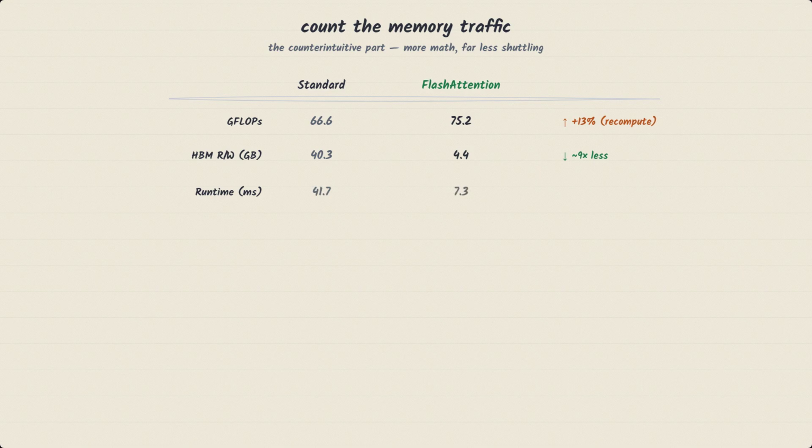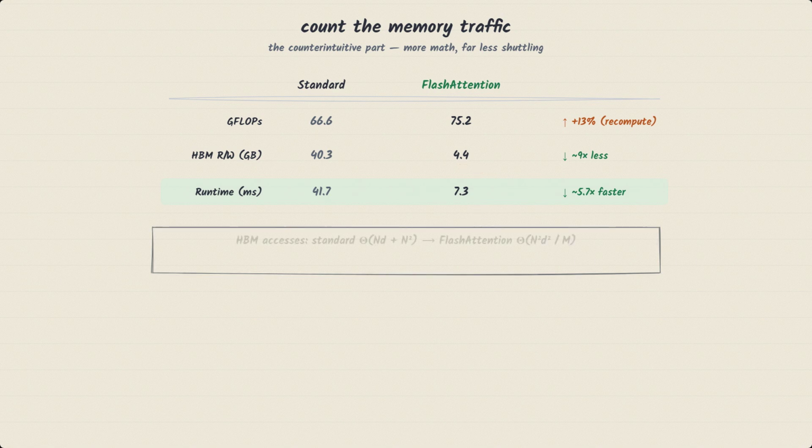And here's the part that breaks people's intuition. FlashAttention does more floating point work, 75 gigaflops versus 67, because it recomputes in the backward pass. But its memory traffic collapses from 40 gigabytes to 4. Attention is memory bound, so traffic is what counts. More math, a fraction of the shuttling, and it runs nearly 6 times faster. It also uses linear memory instead of quadratic, because the grid is never stored.